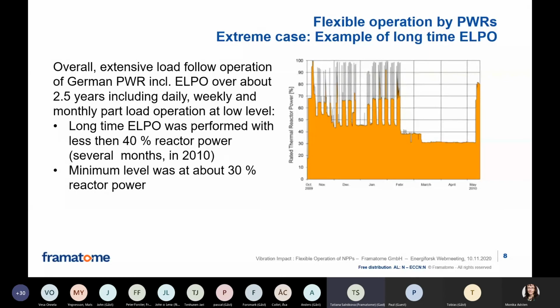And this is for me the most interesting curve we had. This is the PWR who performed really ALPO, but not only. It performed the strongest daily load following, daily, weekly, whatever, for 2.5 years. And after that, in the end, they had also almost 2.5 months of LPO at less than 40 percent of reactor power. And if you look at the curve, it's reactor power over time. They were for 2.5 months or 2 months mostly at 30% of reactor power.